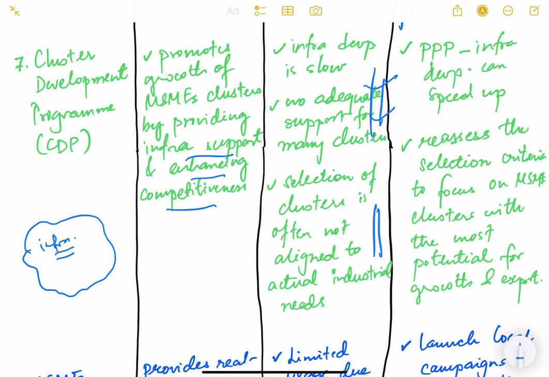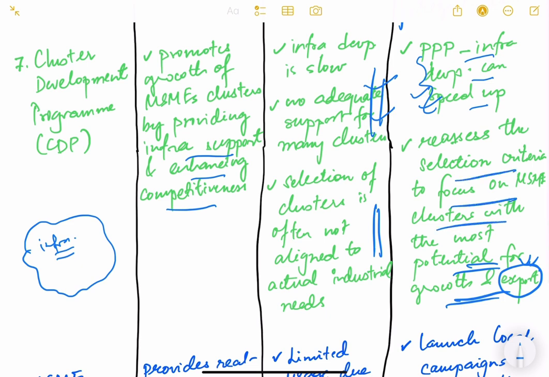Now, what is the solution? The solution is PPP, maybe in public-private partnership mode. Development of infrastructure can be done so that it is a little faster. We can reassess the selection criteria to focus on MSME clusters with the most potential for growth and exports. Okay, so see, export is coming here. So this selection criteria for MSME clusters can be reassessed, can be thought of again, so that it actually benefits a particular area and a particular industry. So that can be done at the local level.